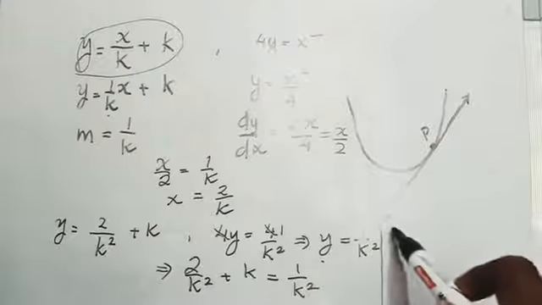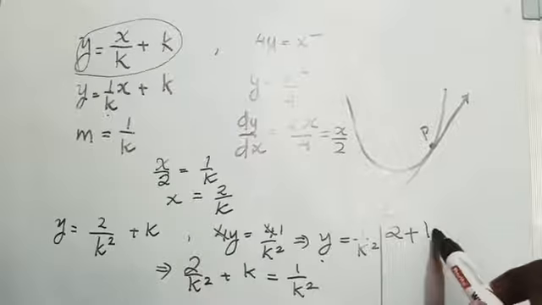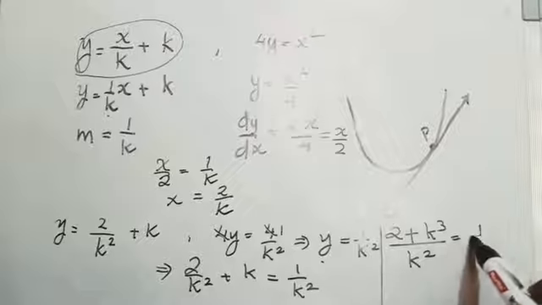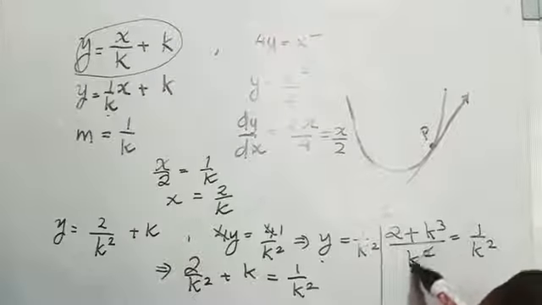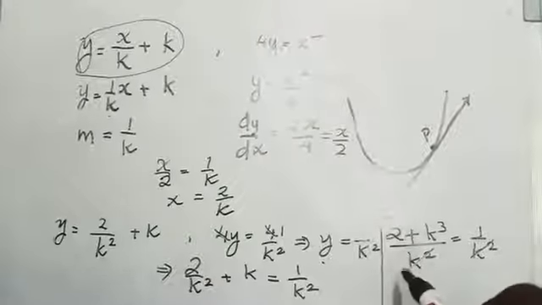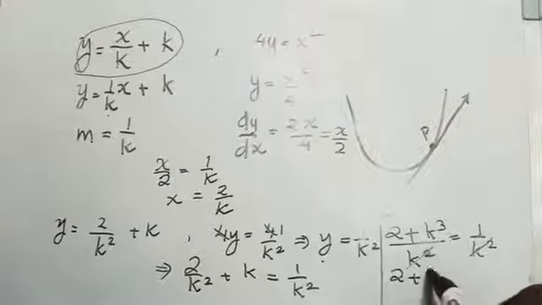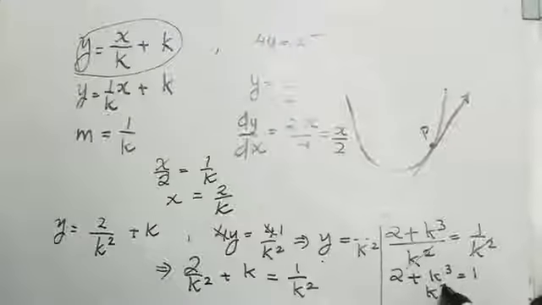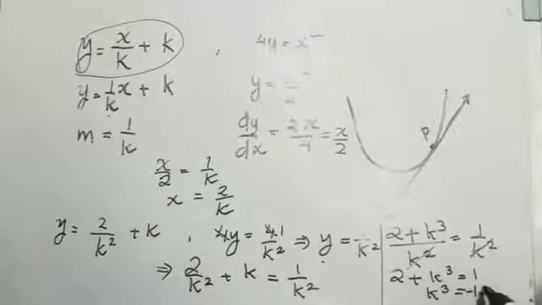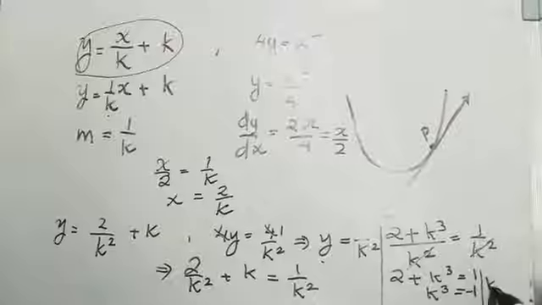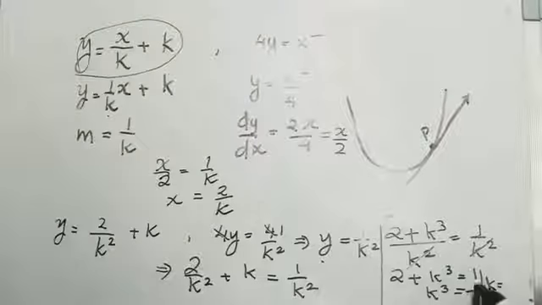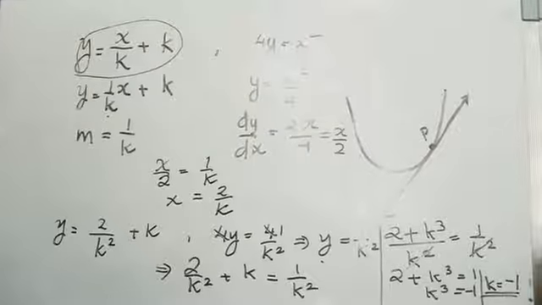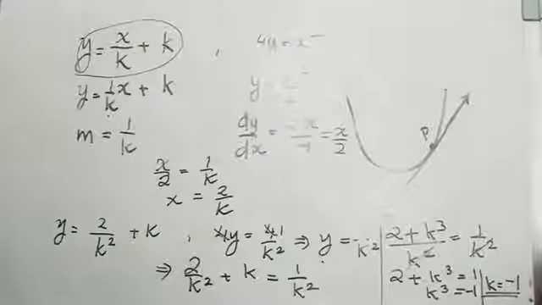When you take the LCM, we get 2 plus k cubed by k squared is equal to 1 by k squared. k squared and k squared get cancelled. We get 2 plus k cubed is 1, or k cubed is minus 1. That implies k is the cube root of minus 1. The cube root of minus 1 is minus 1. So we get the value of k as minus 1.